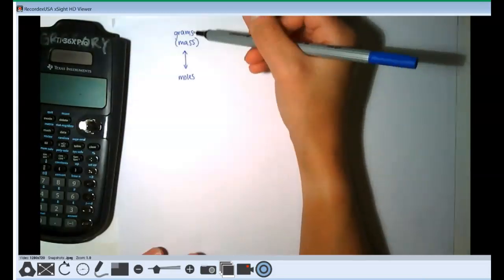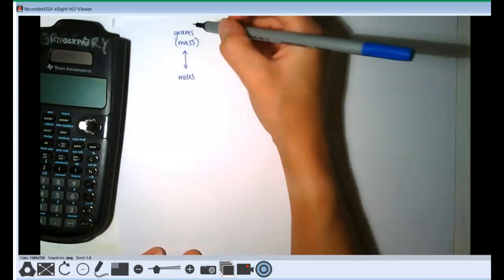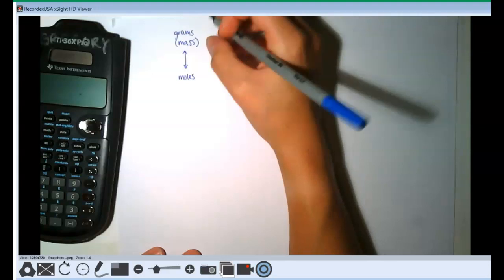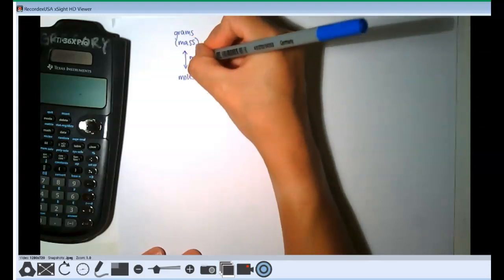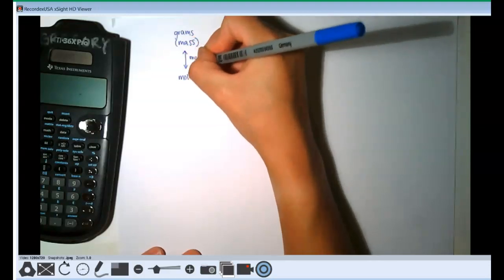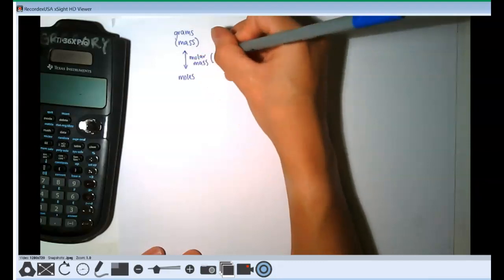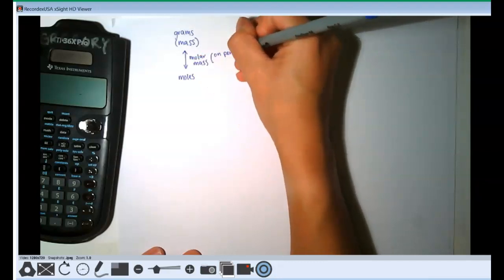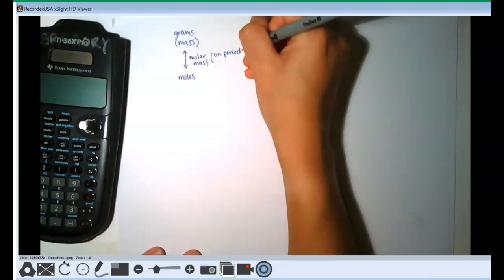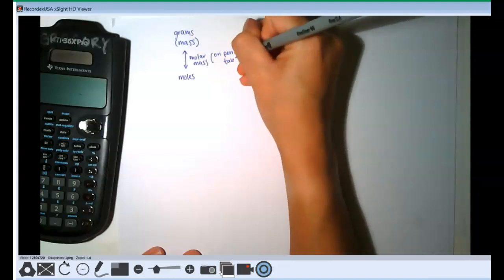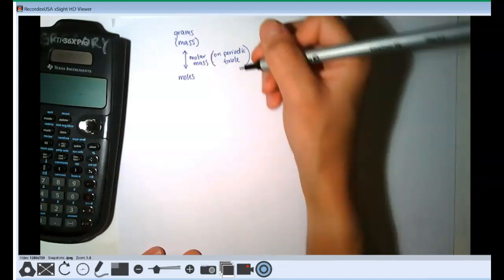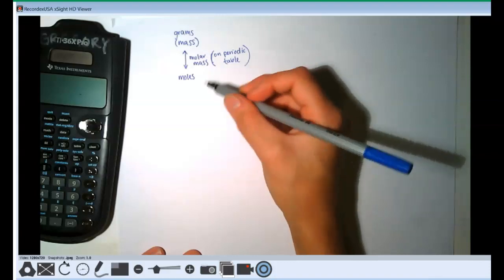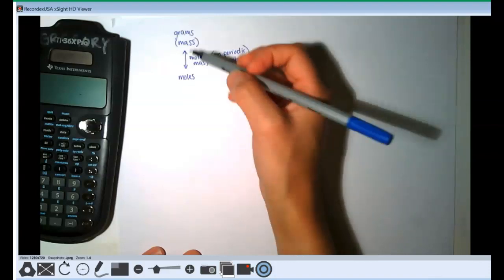So we have grams. We need to be able to convert grams to moles and moles to grams, and we do this using the molar mass. So those are the values that are on the periodic table. And if we have a compound, we just add up all those masses on the periodic table to get the molar mass of our compound. So grams to moles, okay.